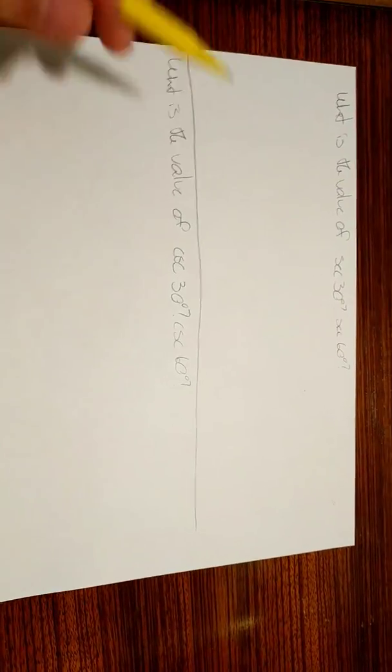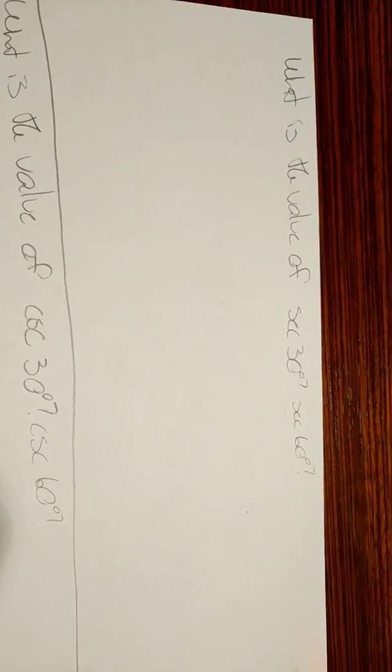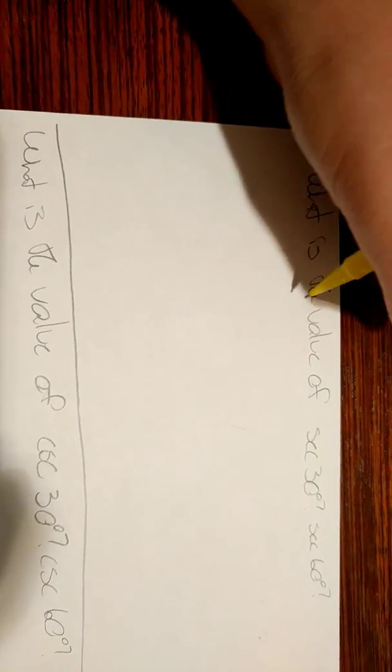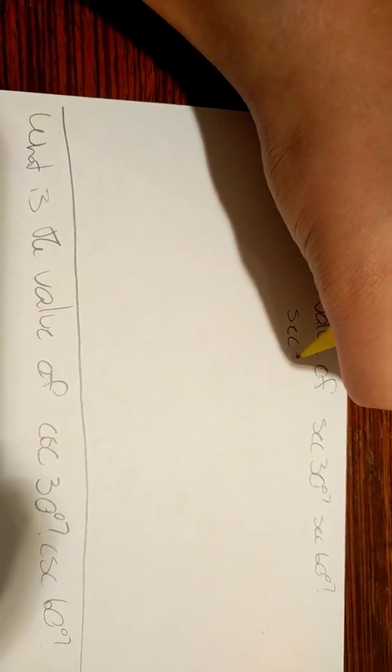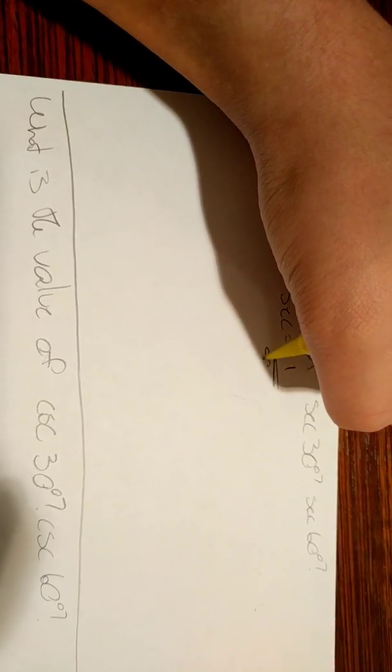In this video, I have a two-part thing, and each question actually has two parts to it. So let's get into it. What is the value of secant of 30 degrees and secant of 60 degrees? Well, it's important to note that secant is 1 over cosine.